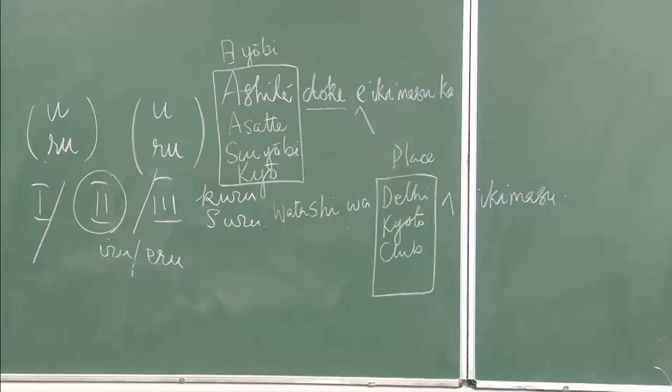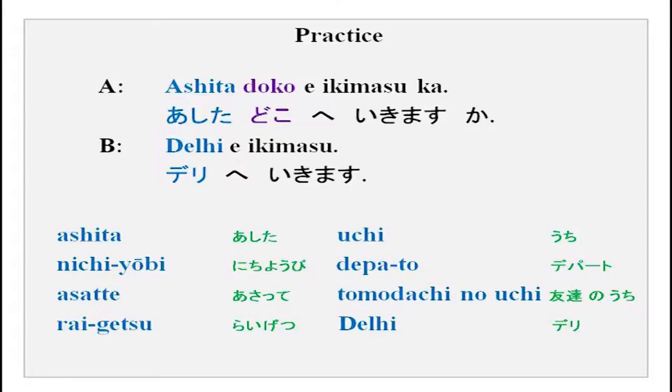You can see, ashita doko e ikimasu ka? Delhi e ikimasu. So ashita could be replaced with nichiyobi, asatte, raigetsu. Raigetsu means next month. And place could be Delhi. Place could be replaced with uchi, depato, tomodachi no uchi. Or again any place, Delhi or any other place you want to name.